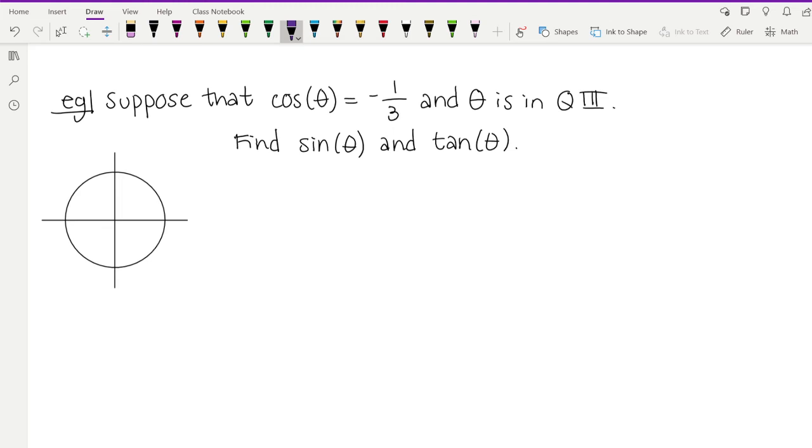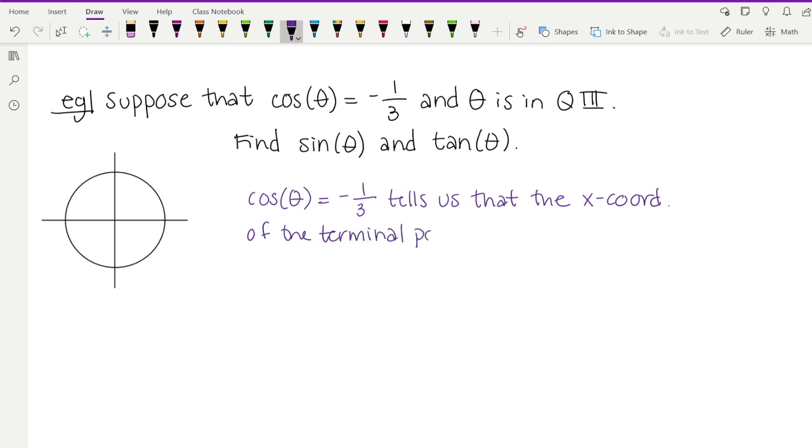So cosine of theta equals -1/3 tells us that the x-coordinate of the terminal point is -1/3. And so we can use that to make a rough picture for ourselves. Using the same kind of idea we did in the last one, we know that 0 would be here, and we know that -1 would be there. And so -1/3 is going to be somewhere between, closer to 0.